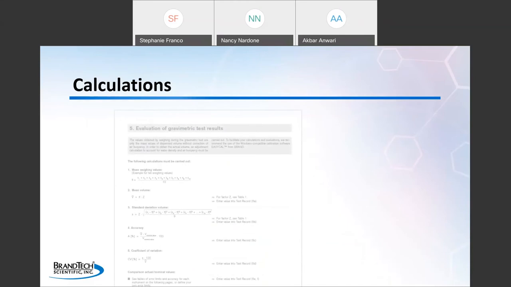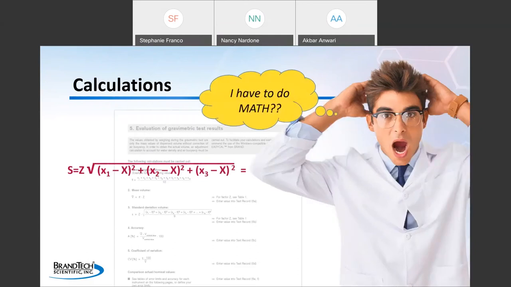Once the measurements have been converted to volume units, what then? More calculations and statistics, words that most people are going to run from. What you see here are formulas that make most people's heads hurt. But these are the formulas that need to be used to determine if the measurements taken determine that the instrument meets the expected accuracy and reproducibility specifications.